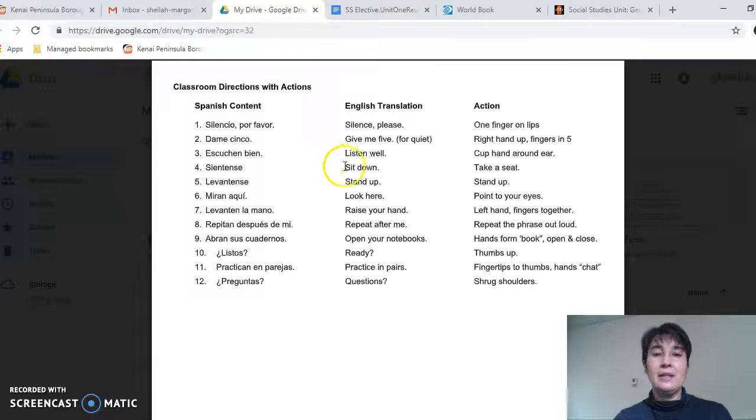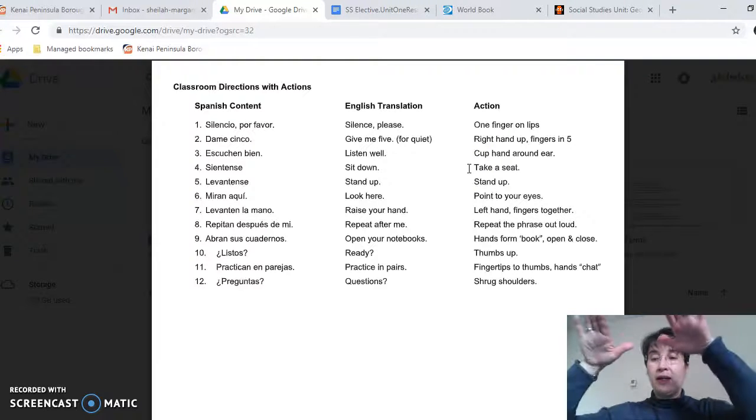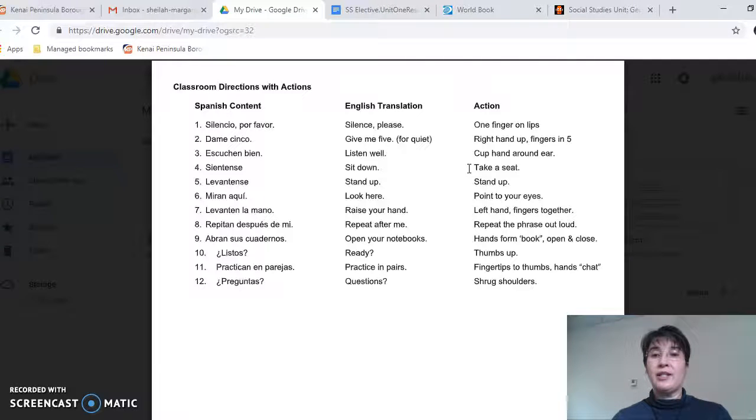Siéntense. Siéntense means to sit down. To sit down. So an easy way to do that is simply to take a seat. That's the action that you can do with that, is just simply take a seat. If a teacher's giving you instructions, they might move their hands down, like in this motion, to help remind you that you're taking a seat, you're sitting down. Siéntense means to sit down.